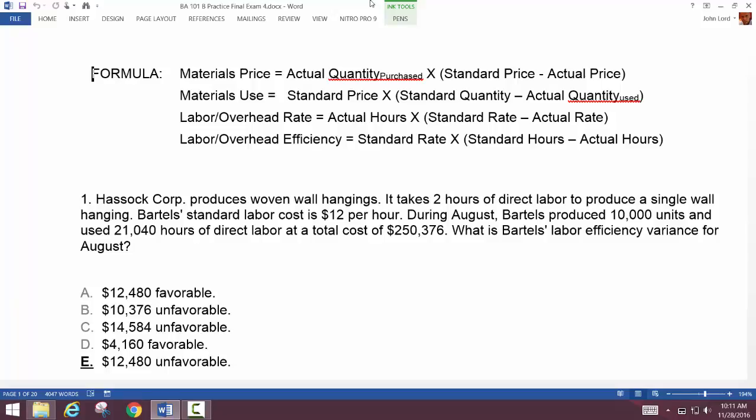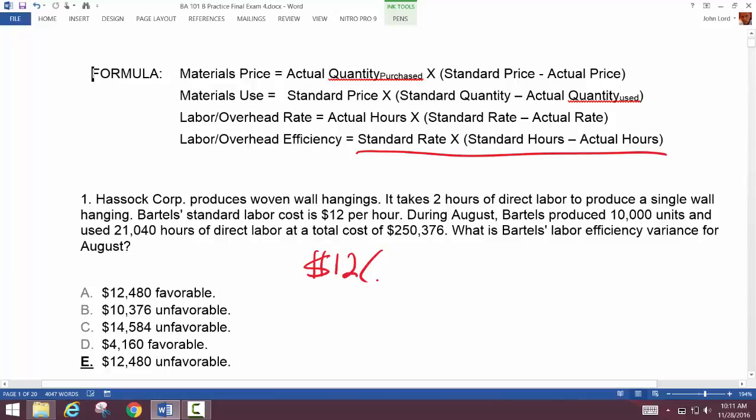So for efficiency variance, we know we're going to take what? We can just look at our formula up here, but we would take the standard rate, which is this $12, and then we're just going to use our ninja approach here, which is to say what? We're going to take the standard hours minus the actual hours, and they tell us here what? The actual hours were 21,040. So we take the 21,040, that's sort of given to us, and now we just have to figure out the standard hours, which is what? Takes 2 hours, right?